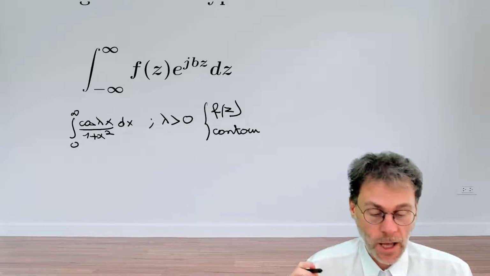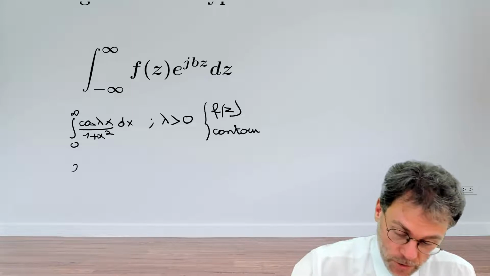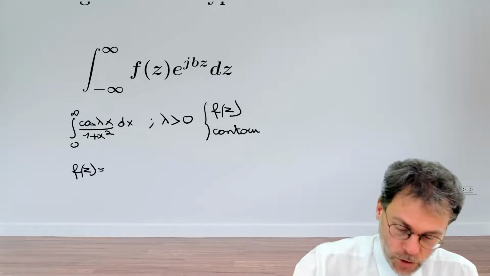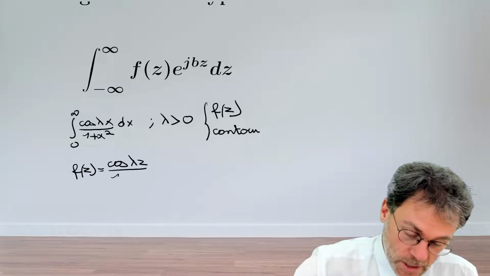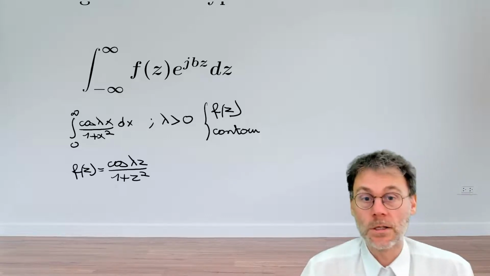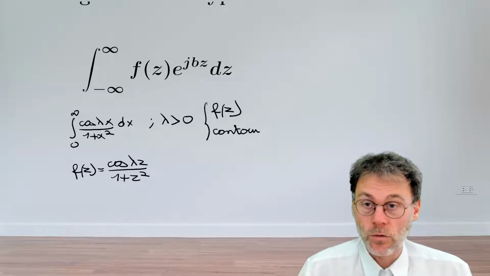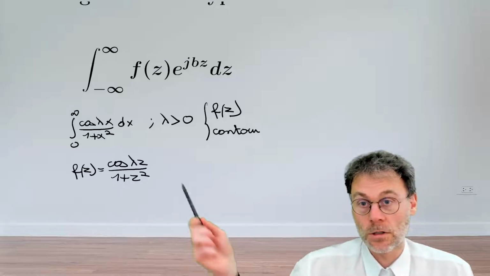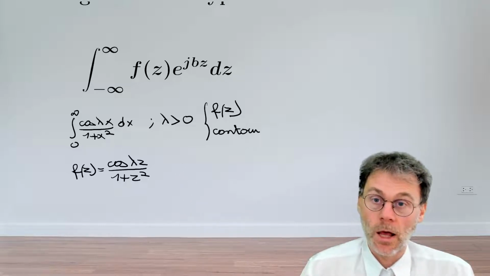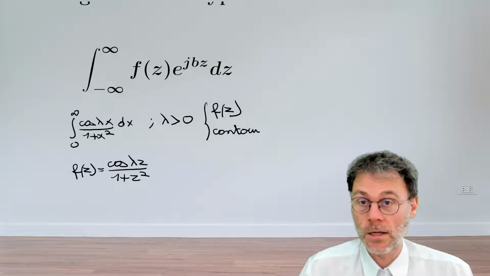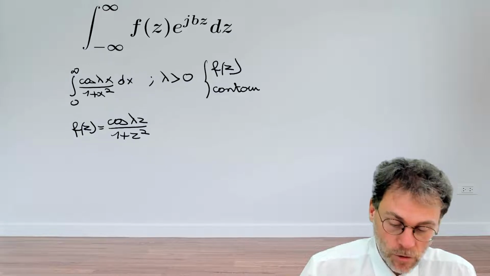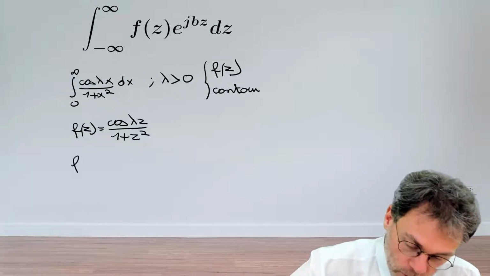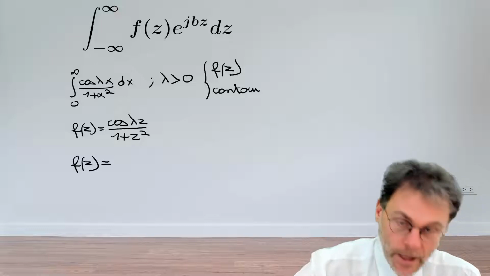So let's first have a look at the function f of z we're going to use. An obvious choice would be to just replace x by z everywhere, giving us cosine lambda z divided by 1 plus z squared. That's fine, that would work, but as we will see later on, this particular choice will actually cause us to do a lot more extra work, and we don't like to do extra work in case it can be avoided. So this is why we're going to use a slightly more convoluted choice of f of z, which will help to save us a lot of trouble in the long run.